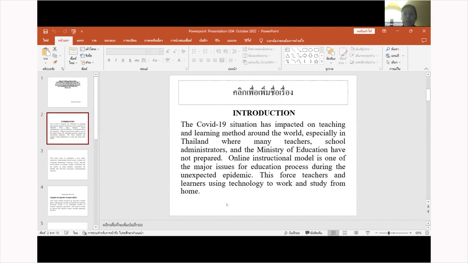The COVID-19 situation has had an impact on teaching and learning methods around the world, especially in Thailand, where many teachers, school administrators, and the Ministry of Education were not prepared. The online instructional model is one of the major issues for the education process during the unexpected epidemic. This forces teachers and learners using technology to work and study from home.